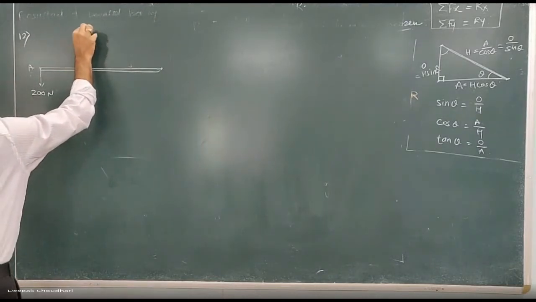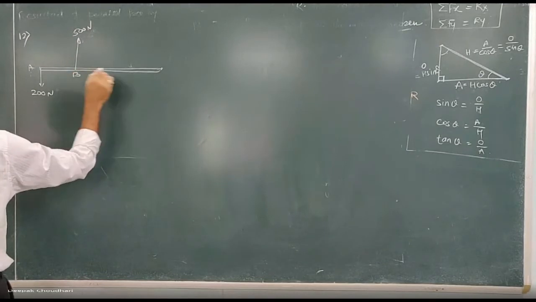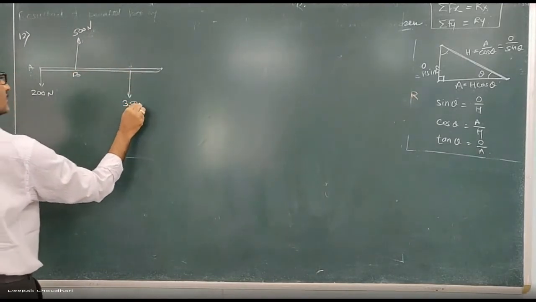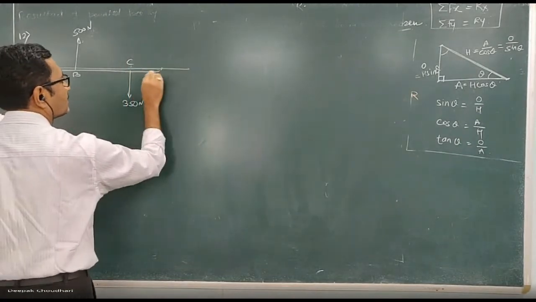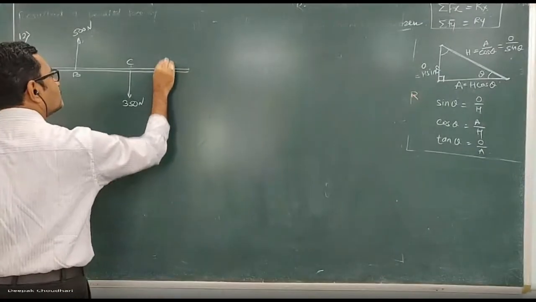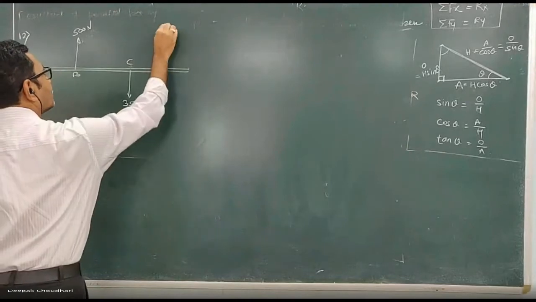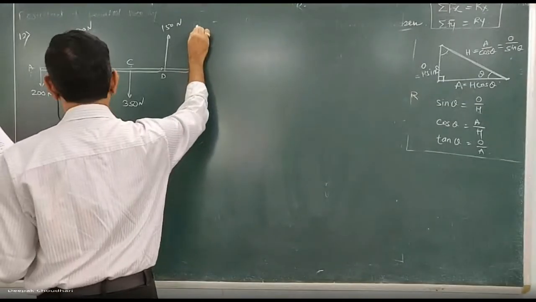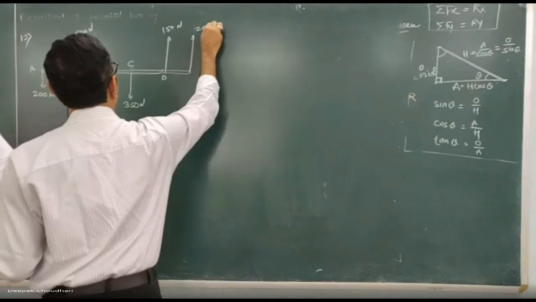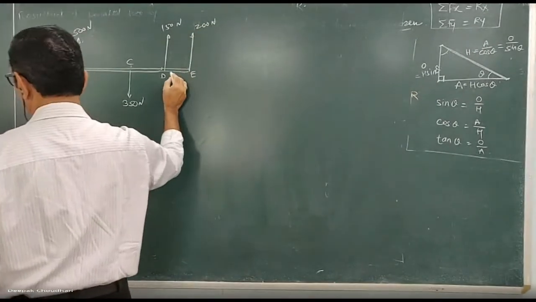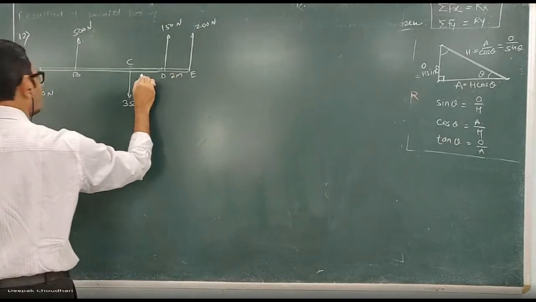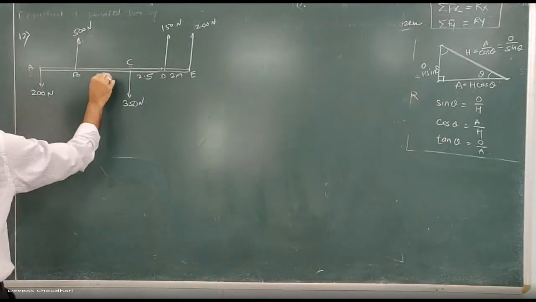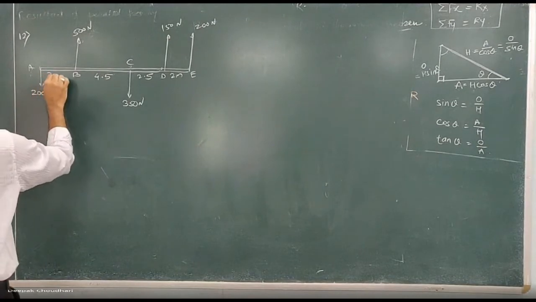Then at point C vertically downward, it is 350 Newton. Then 150 Newton at point D. And then at point E again vertically upward, which is 200 Newton. This distance is 2 meter. This is 2.5 meter. This is 4.5 meter. And this is 3 meter.